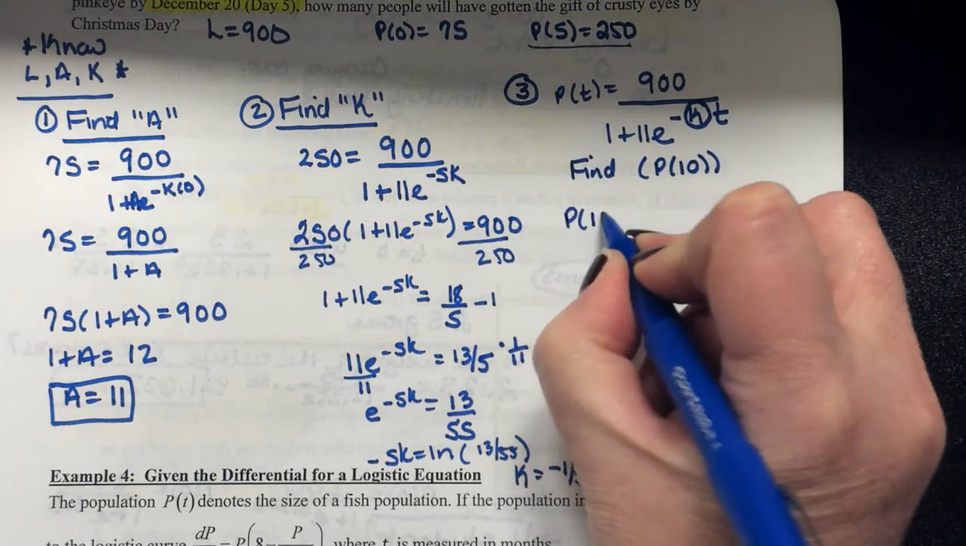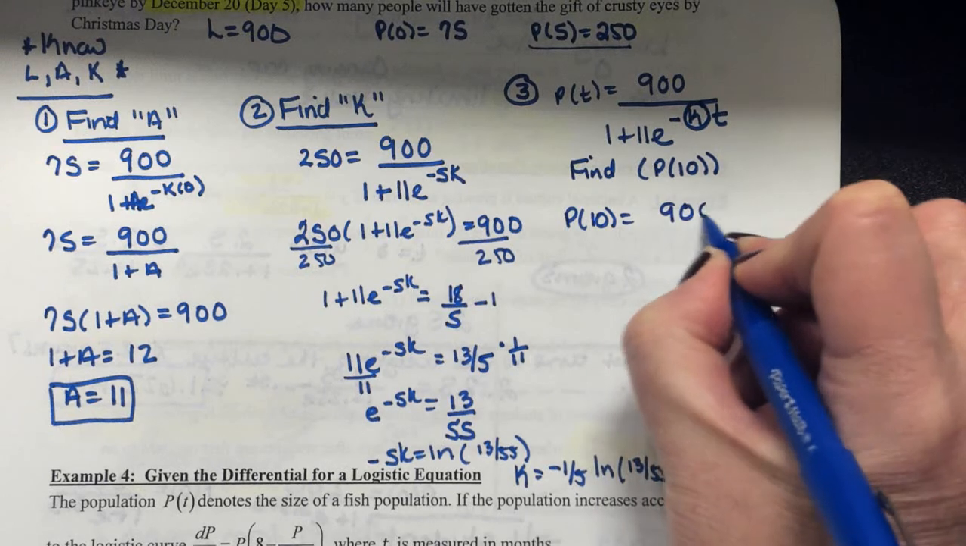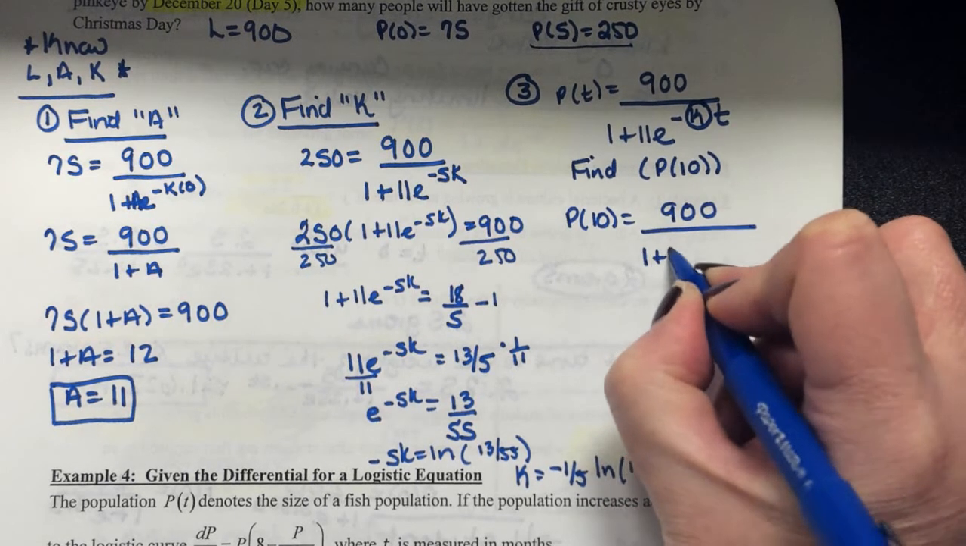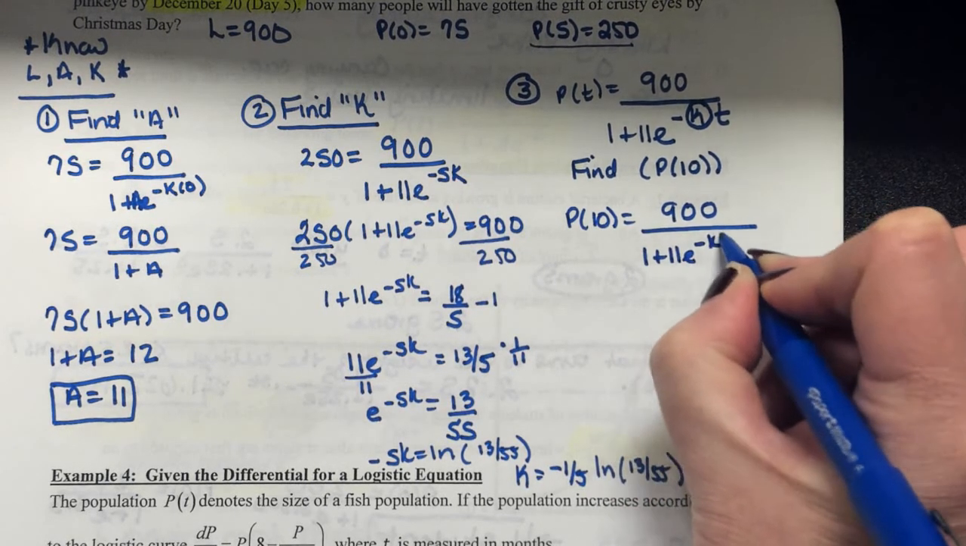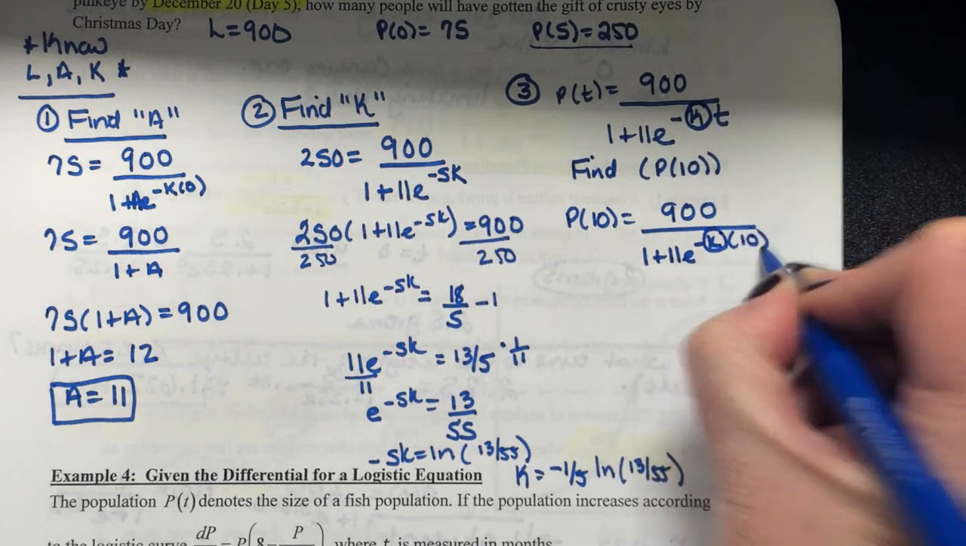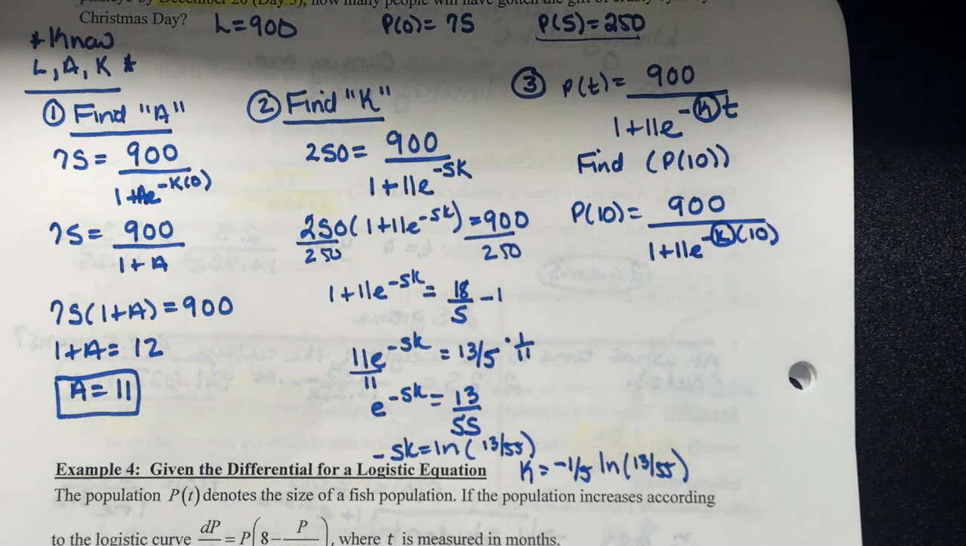So P of 10 is going to be equal to 900 divided by 1 plus 11 times e raised to that negative k value times 10. Just like we did with exponential growth and decay, store that k value in your calculator when you plug it in. Yes, Max? If this is a calculator question, for step 2, can you just plug 250 and the y coordinates into the equation for k? Yeah, to avoid all that extra math.